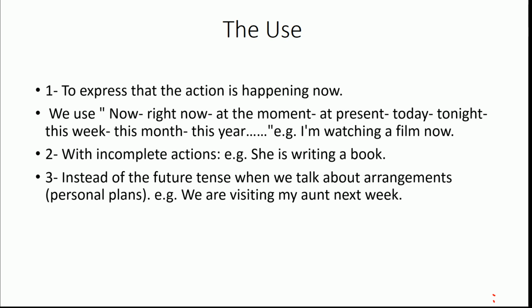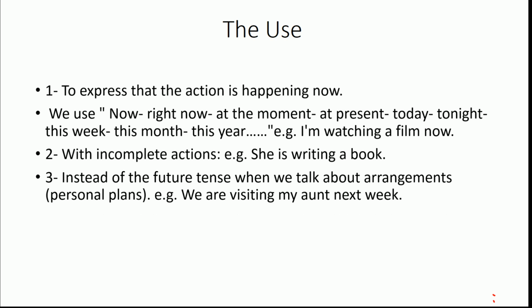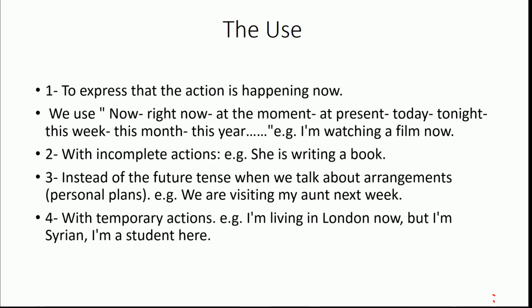Instead of future tense, when we talk about the arrangement, what do we mean by arrangement? When we arrange to do something next month, he says, I am going to get married next month. But if he found the bride and agreed with her, we have an arrangement between him and her. He can say, I'm getting married. Both of them can say, I'm getting married.